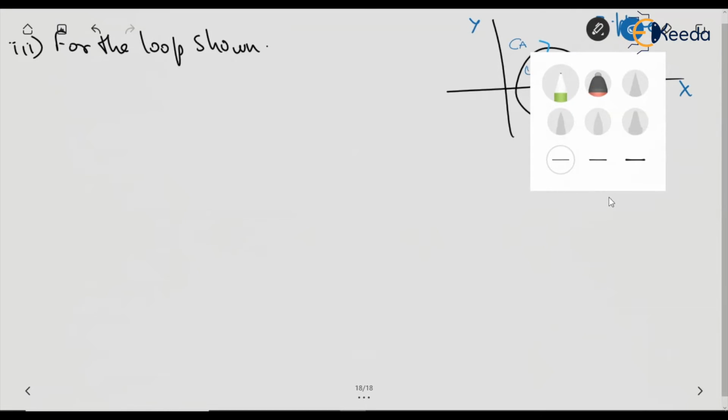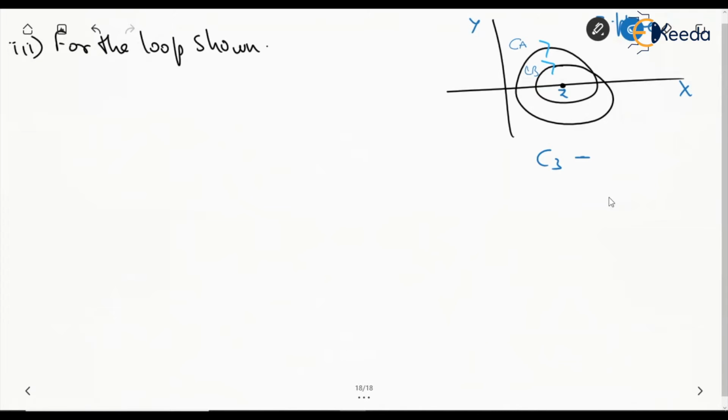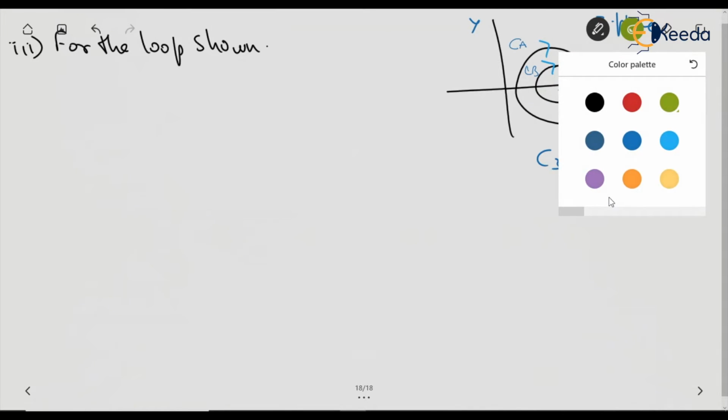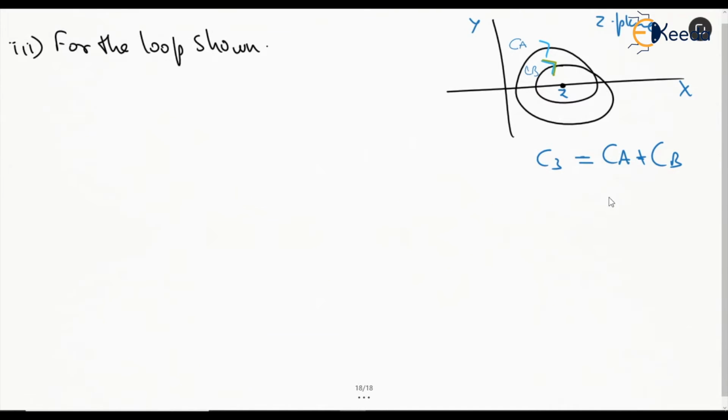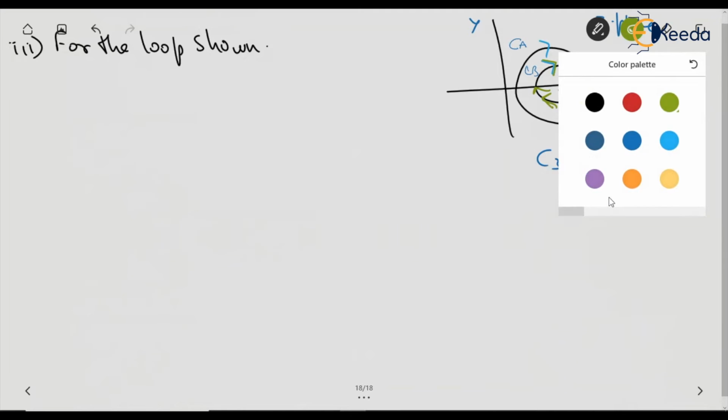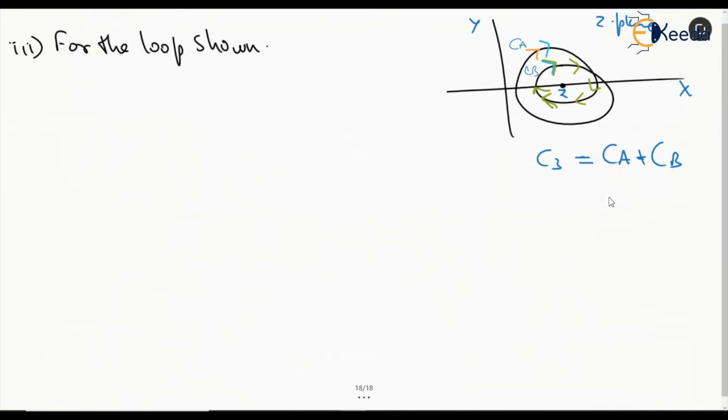So we are defining this curve into two parts. Now if you see, let's say this CB goes in this manner, and another one, which is CA, goes in this manner. Now we can see that this overall C3 has been divided into two simply connected curves.